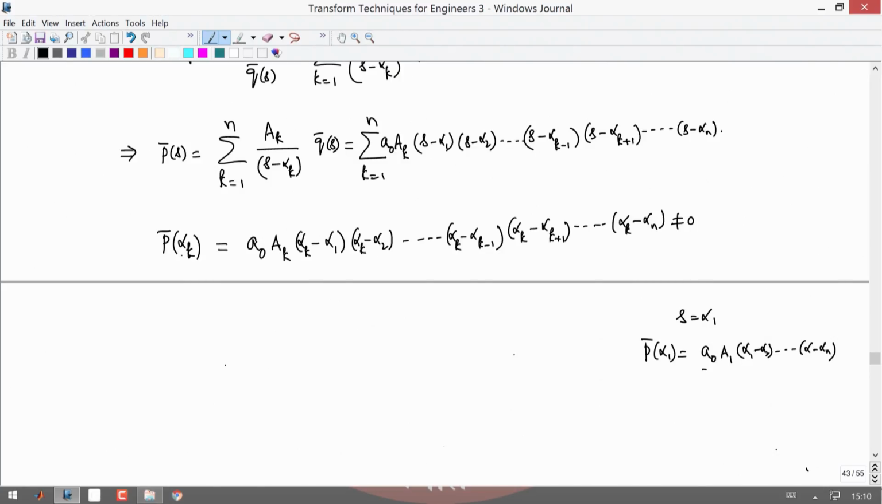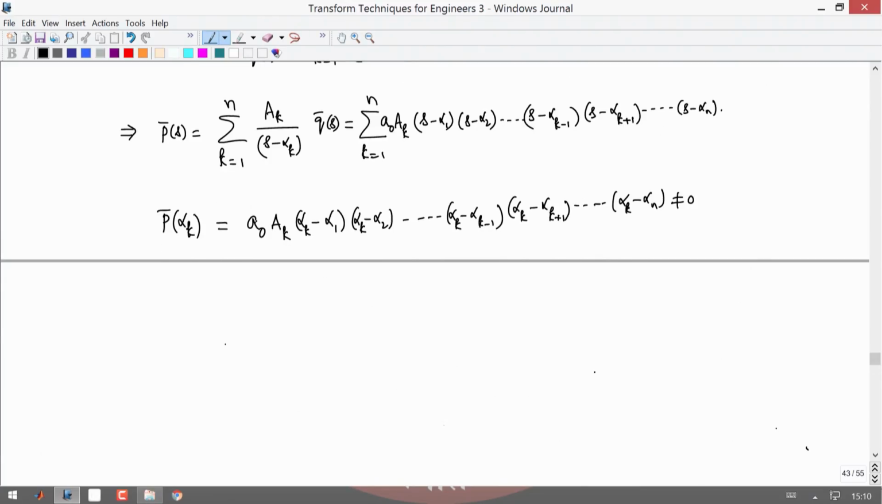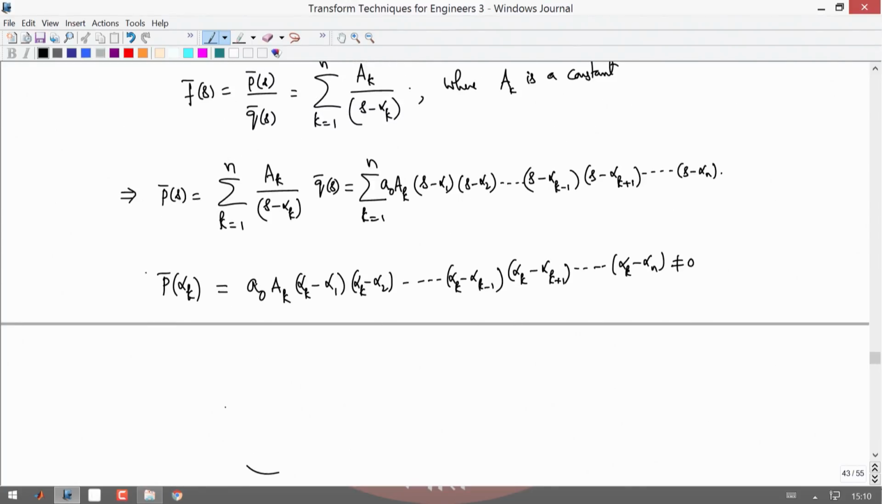So, first term will remain when s equal to alpha 1. When you take s equal to alpha k, only the kth term will remain, right. The kth term is this general term. So, that is what is your p bar of alpha k.